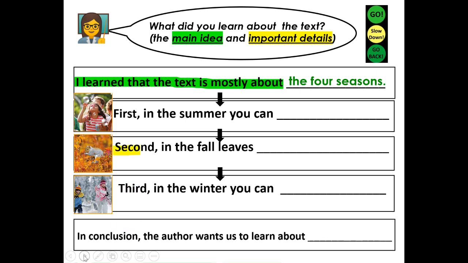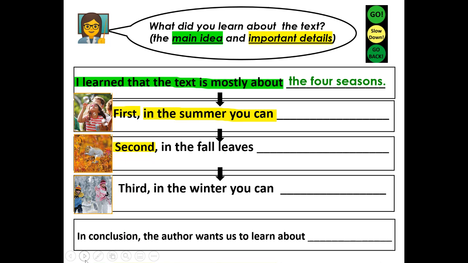Look at the picture. First, in the summer, you can. So say your sentence out loud and finish it. In the summer, you can. So I want you to finish that sentence and write the whole sentence beginning with the sentence frame. So push pause, write your first yellow sentence, and when you're finished, push play.